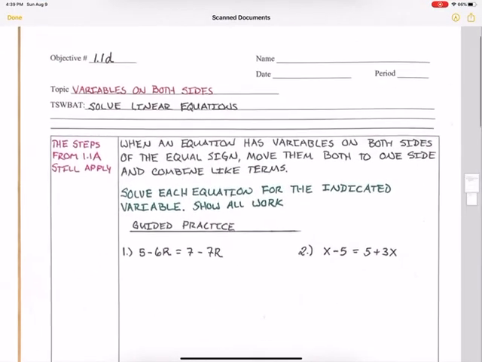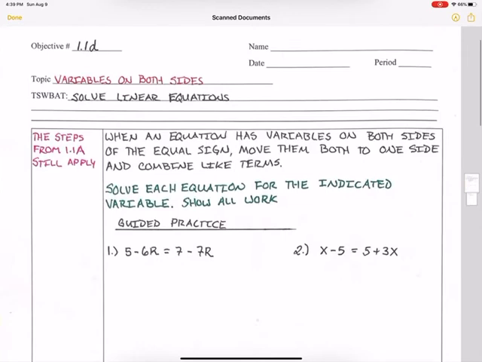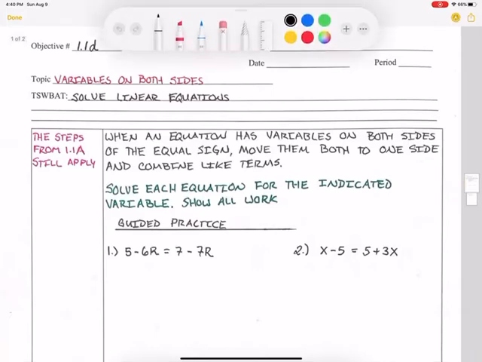Alright guys, today we're going to look at solving linear equations with variables on both sides of the equal sign. So when an equation has variables on both sides of the equal sign, you're going to want to move them both to one side and then combine like terms. Our directions are to solve each equation for the indicated variable and to show all work. Remember that these steps from 1.1a still apply.